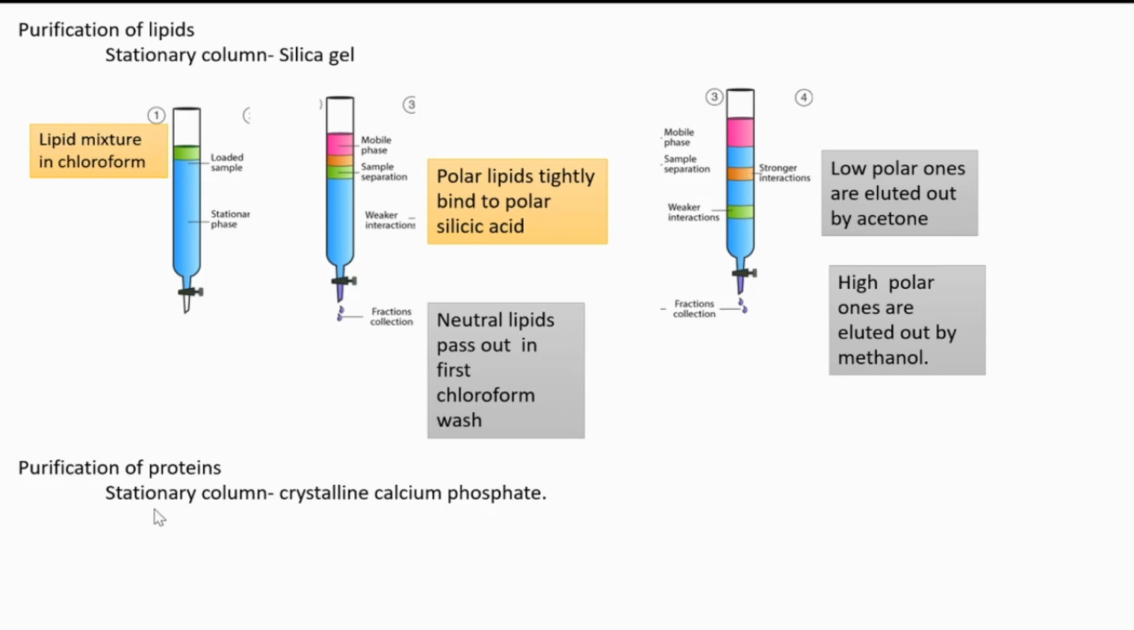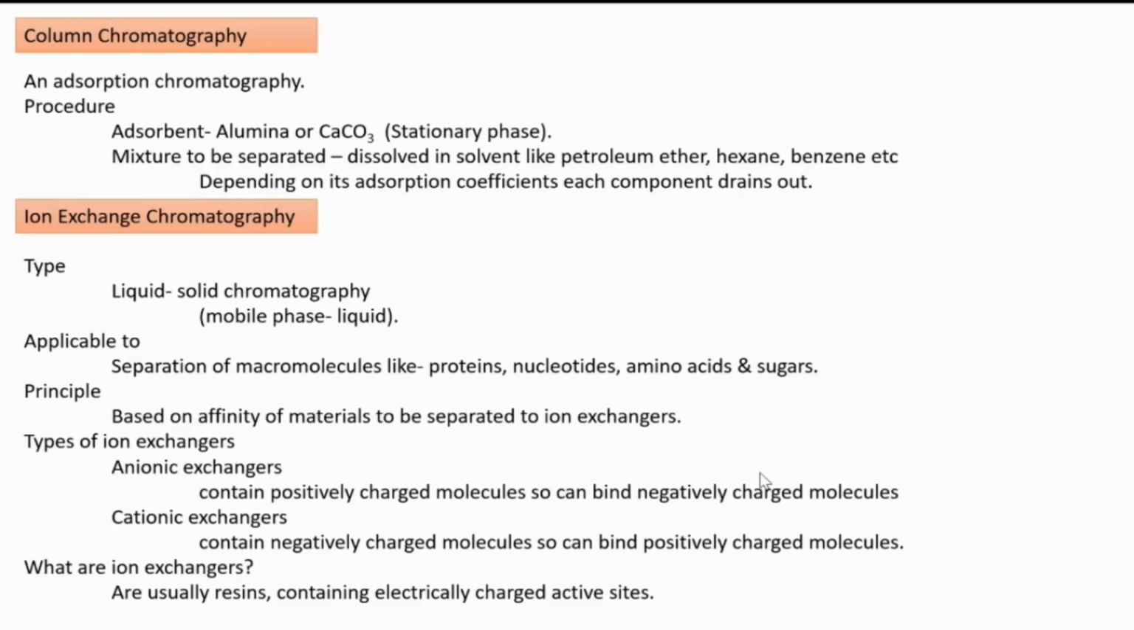Then in the case of protein, the same method, and the stationary phase is made up of crystalline calcium phosphate here. So the method is very simple. Just pouring and waiting, and how fast the draining out happens depends on the strength of bonding, the strength of adsorption, and that is how separation occurs here. Next. These are two examples of adsorption chromatography: column chromatography and ion exchange chromatography.